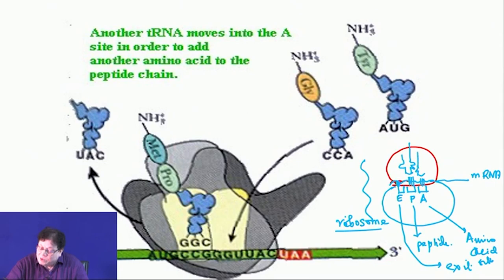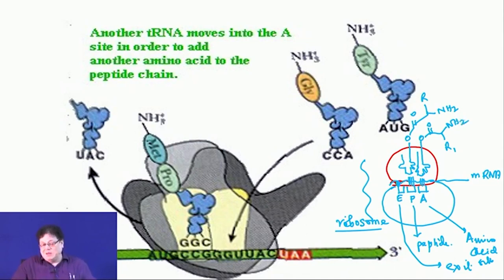Another tRNA that will come and bind to it. Okay. So this is your OCO, one particular amino acid, R1, NH2, and this is your OCO, another amino acid, R1 and NH2. So this is the situation.